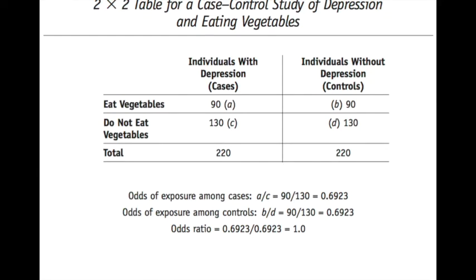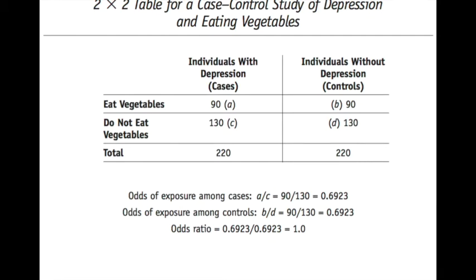Again, we calculated the odds of exposure among cases, among controls, and then from those values found the odds ratio. In this case, the odds of exposure to eating vegetables among the individuals with depression, the cases, are the same as the odds of exposure among controls. The odds ratio was found to be equal to 1, denoting a lack of association between the outcome, depression, and the exposure, eating vegetables. The results of this study do not show an association between eating vegetables and having depression.